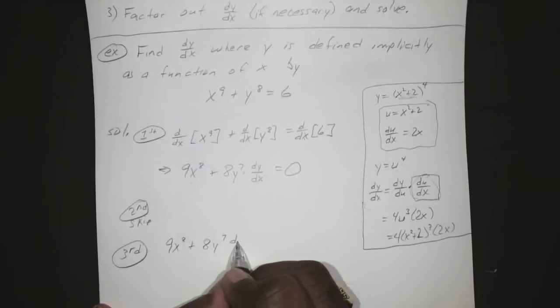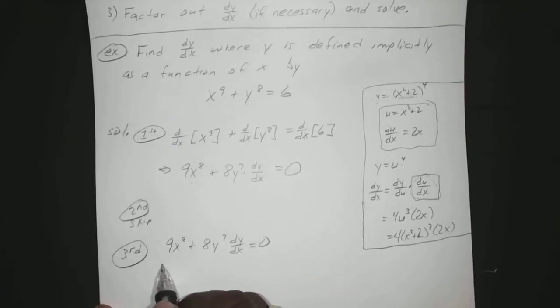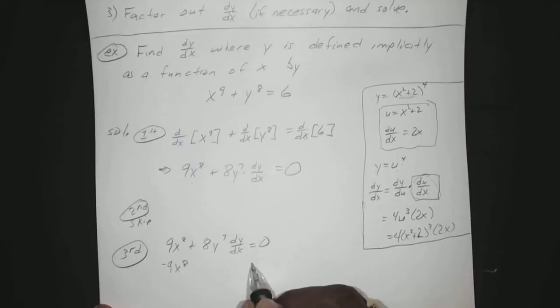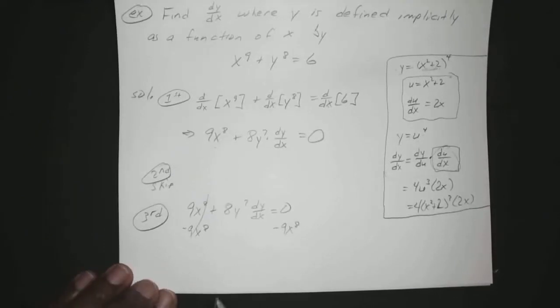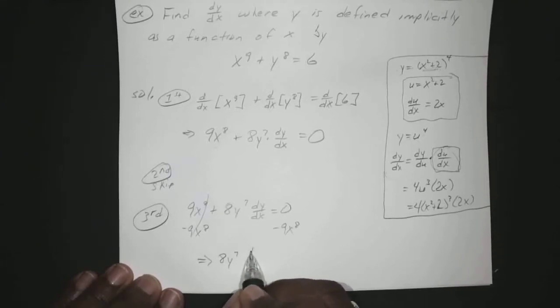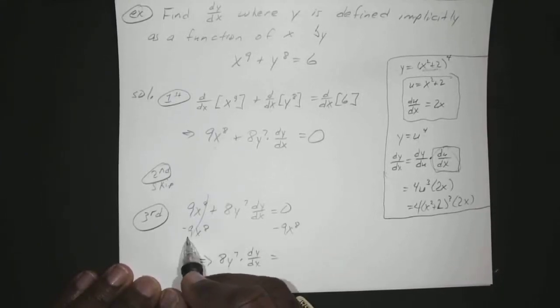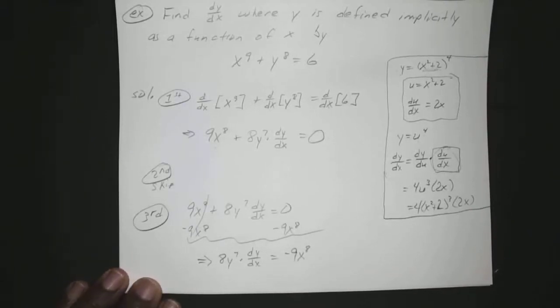8y to the 7th times dy/dx equals 0. If we subtract 9x to the 8th from both sides, that cancels out. And that leaves us with 8y to the 7th times dy/dx equals negative 9x to the 8th.